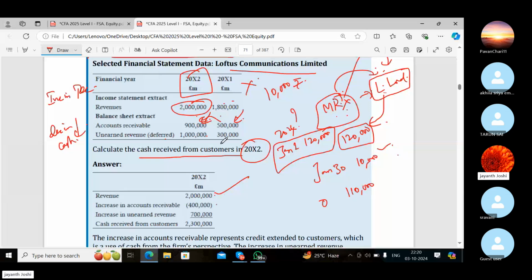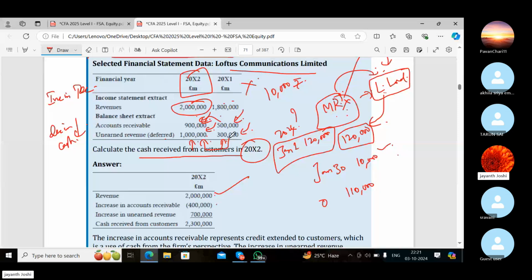Previous year your deferred income was this. Now your deferred income is this. This is a liability for you. The liability has increased. That means you need not pay now. See, previously you received this much cash for the services or obligations you were supposed to give. This year you took this much cash for the obligations which you are supposed to give. Okay, you are not paying any cash from your hands. You are just going to give them services in the future.